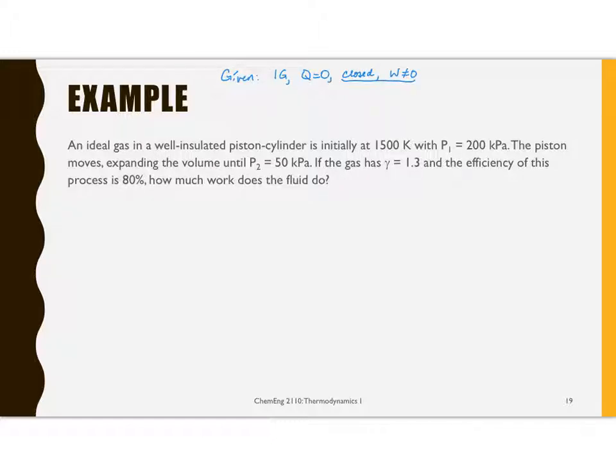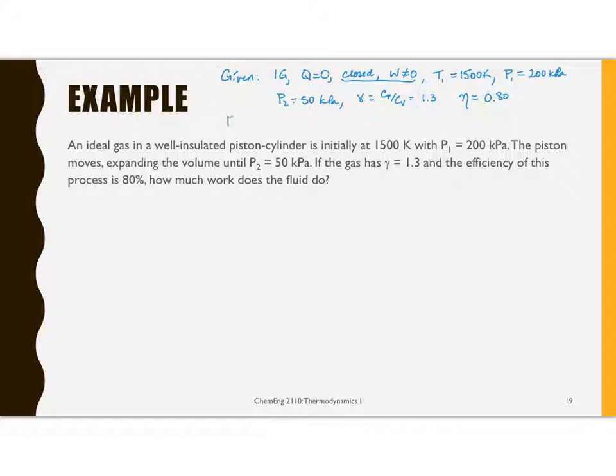It's initially at 1500 Kelvin, so T1 is 1500 Kelvin. P1 is 200 kilopascals. And the piston moves, expanding the volume until P2 equals 50 kilopascals. The gas has gamma, which remember is C sub P over C sub V, of 1.3. And the process efficiency is 80%. We'll write it as a decimal. And we want to know how much work the fluid does.